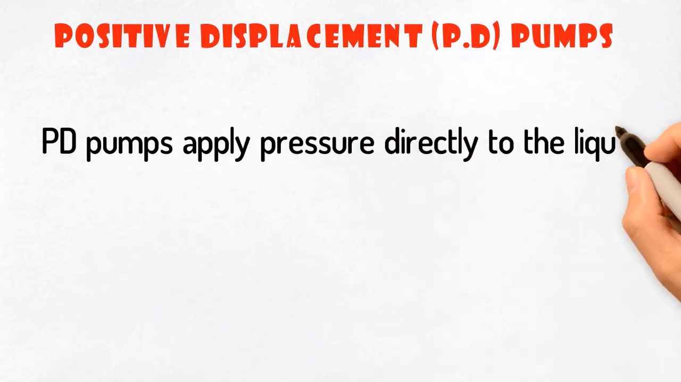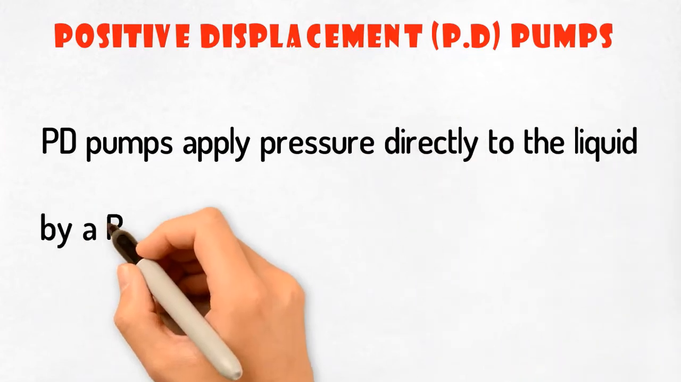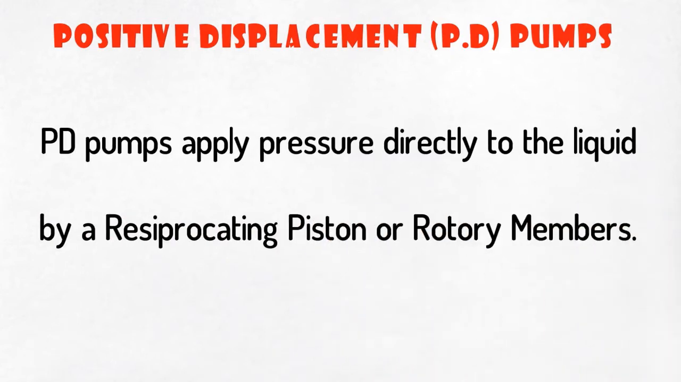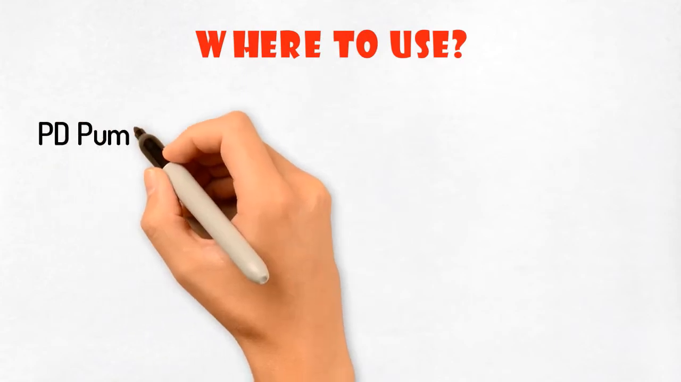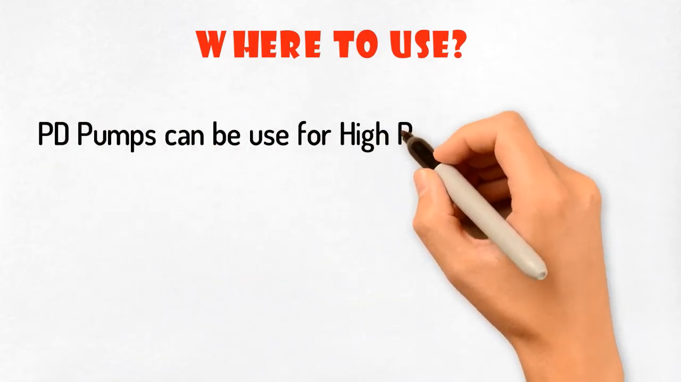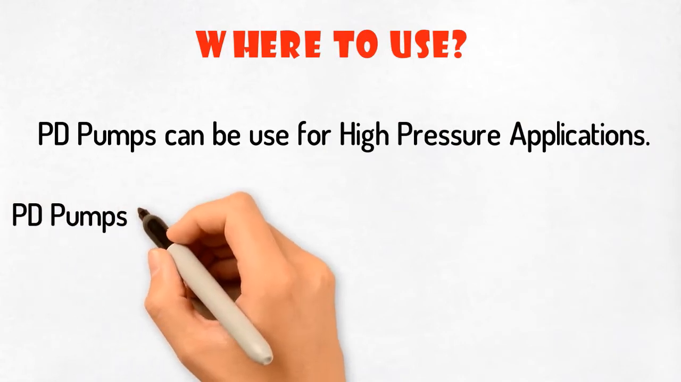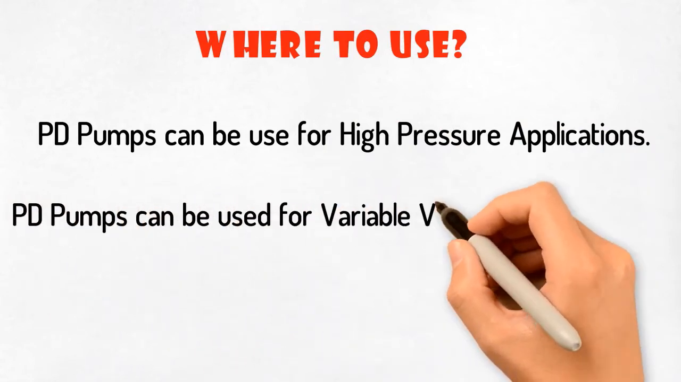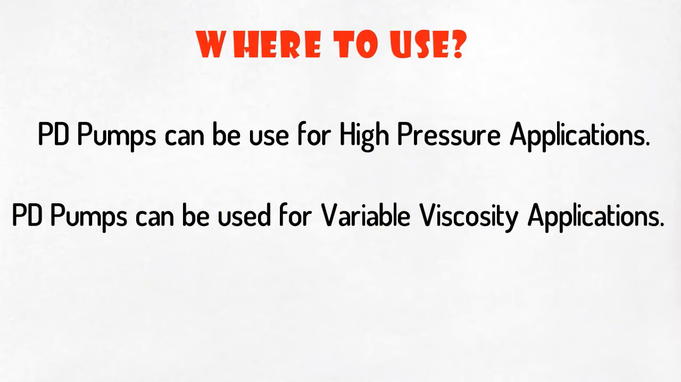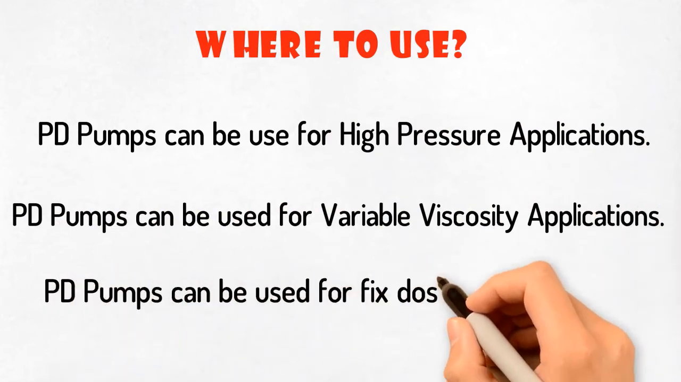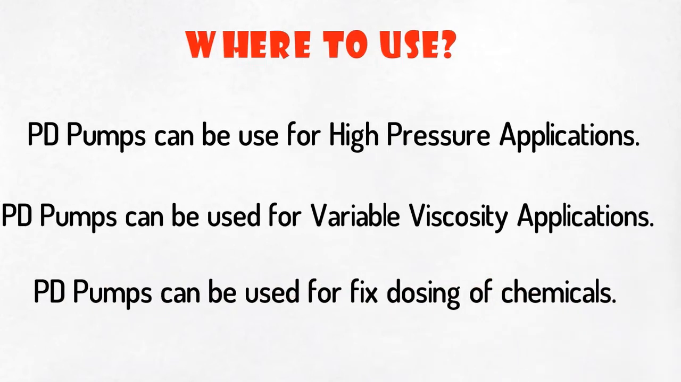Positive displacement pumps apply pressure directly to the liquid by a reciprocating piston or by rotating members. We can use PD pumps for high pressure applications, for variable viscosity applications, and also for fixed dosing of chemicals.